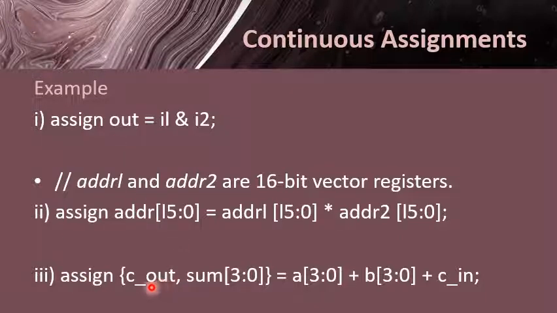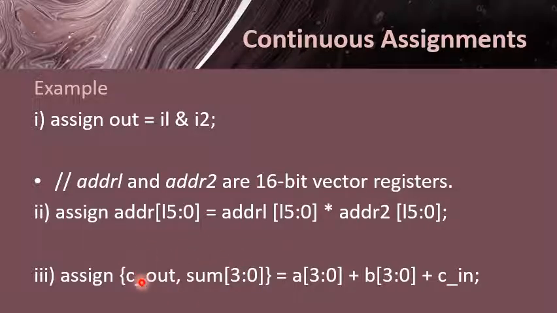The third example is the concatenation operator. We have not come across operators yet, we will discuss this later, but right now understand that having curly braces is a concatenation operator. Concatenation means it is going to append the signals end to end, back to back. So Cout is a single bit signal, and sum 3 down to 0 is a 4-bit signal. So totally this will be a 5-bit signal.